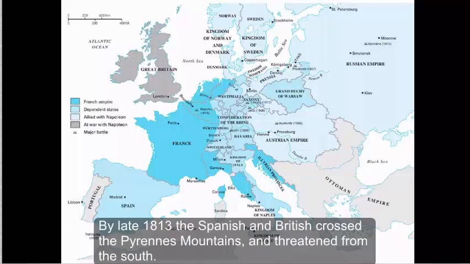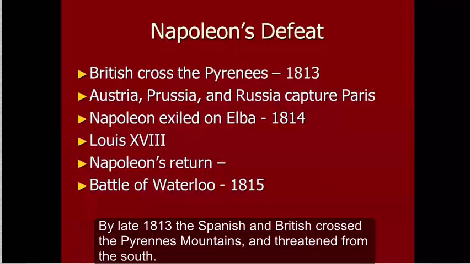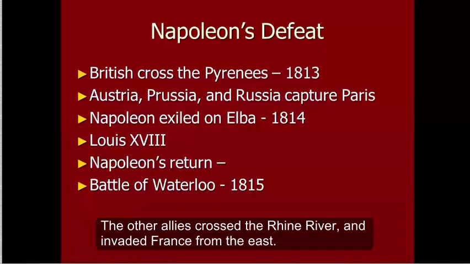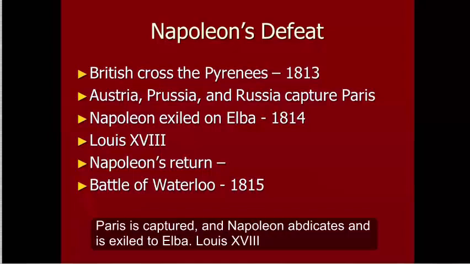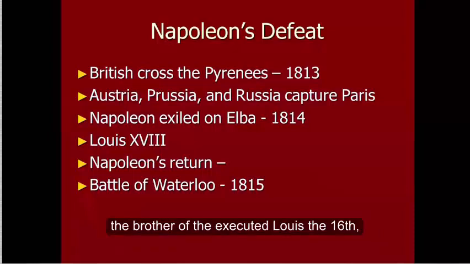By late 1813, the Spanish and British crossed the Pyrenees Mountains and threatened from the south. The other allies crossed the Rhine River and invaded France from the east. In the spring of 1814, Paris is captured and Napoleon abdicates, exiled to Elba. Louis XVIII, the brother of the executed Louis XVI, is restored to the throne.